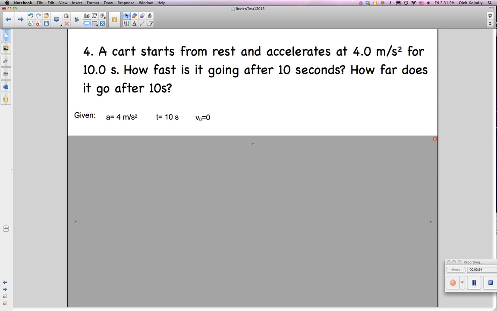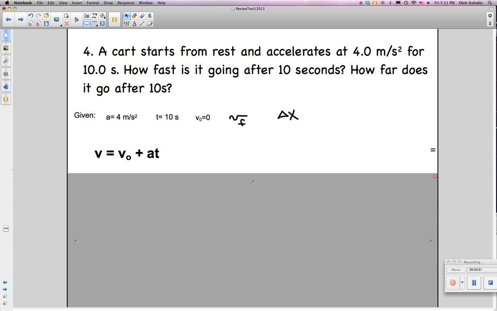And what are we asked to find? How fast is it going? That's what we want to find, the final velocity. And then later on, we're going to try to find how far it goes, delta x. So we use that first equation to find the velocity after 10 seconds, and the second equation to find how far it went after 10 seconds.